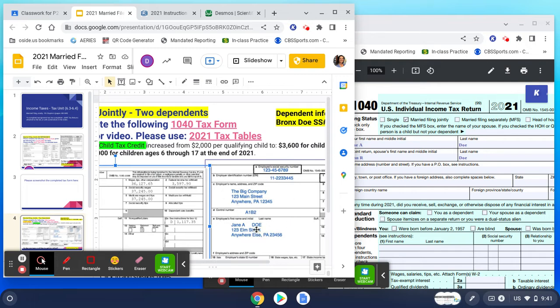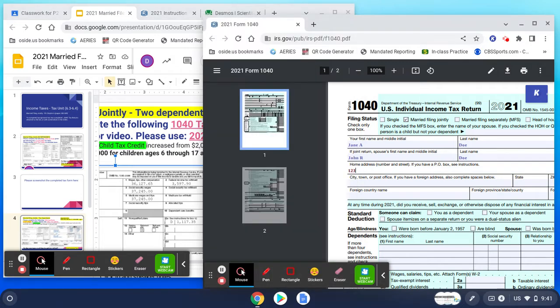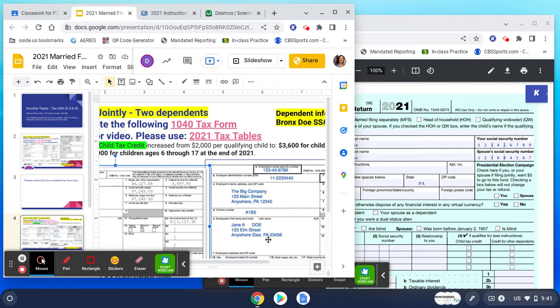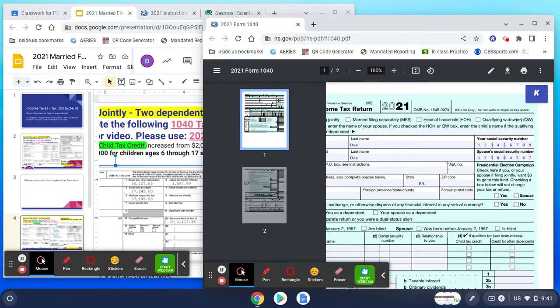We put whoever we listed first, which in this case was Jane Doe, the highest income earner. So we're going to go ahead and do 123 Elm Street, Anywhere, Pennsylvania. No apartment number. And then the number on that is 23456.